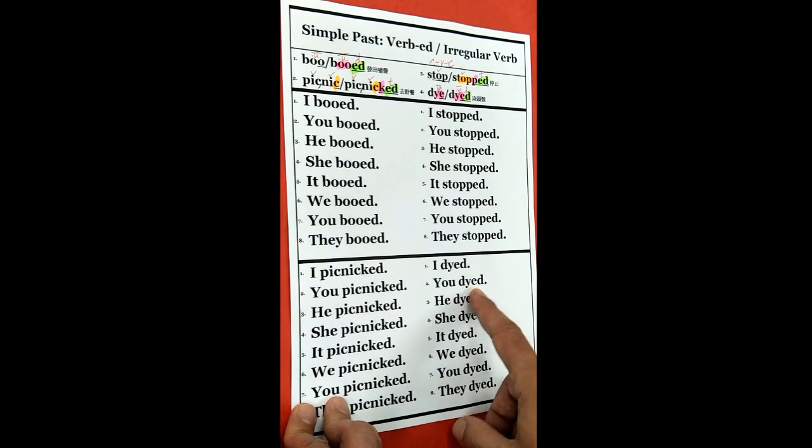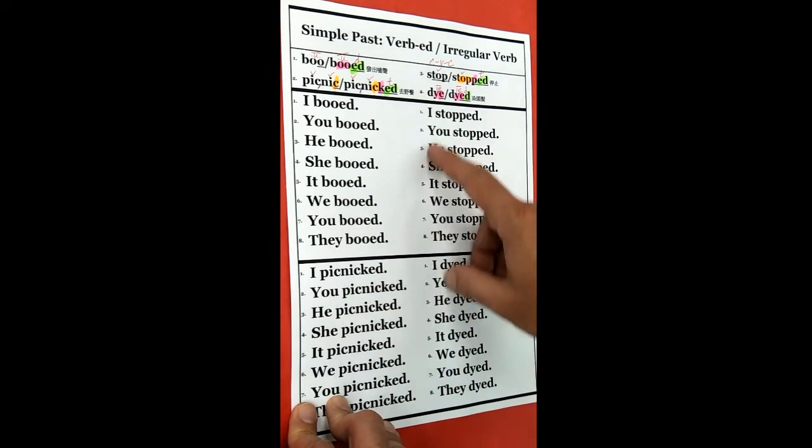2, you died. 3, he died. 4, she died. 5, it died. 6, we died. 7, you died. 8, they died.